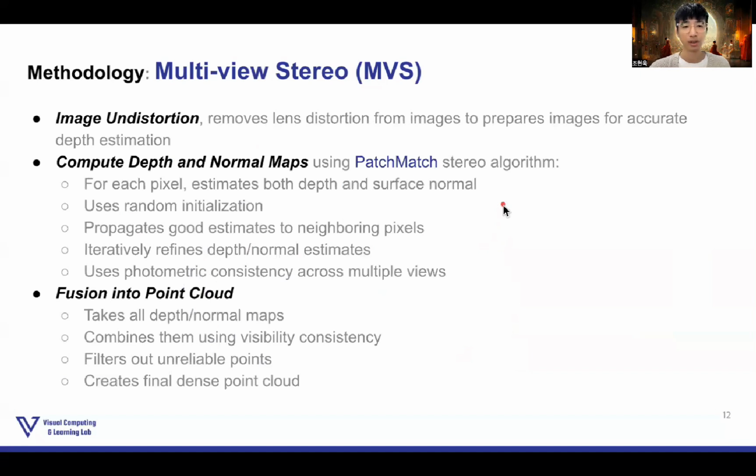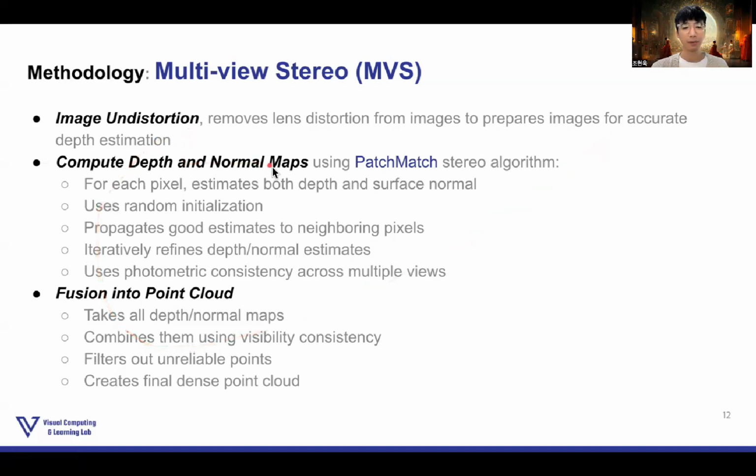The first step we do is image undistortion. Basically, we remove the lens distortion from the image to prepare it for accurate depth estimation. The reason we do this is because we want to align the images on the y-axis, so that the points are at least on the same line, which is the epipolar line.